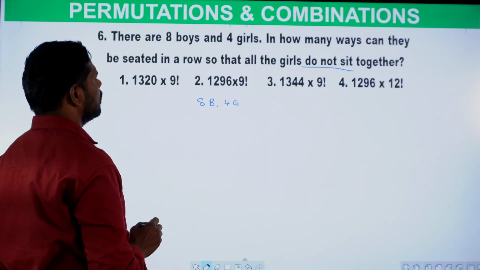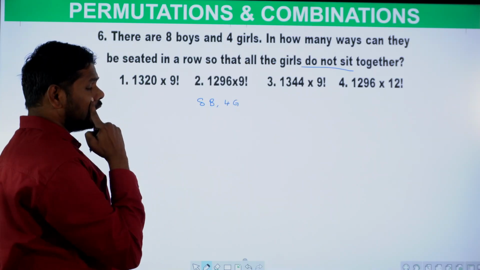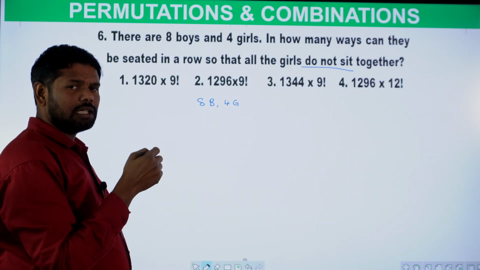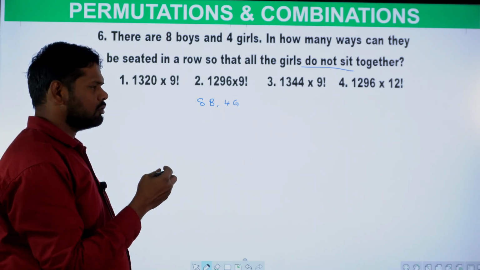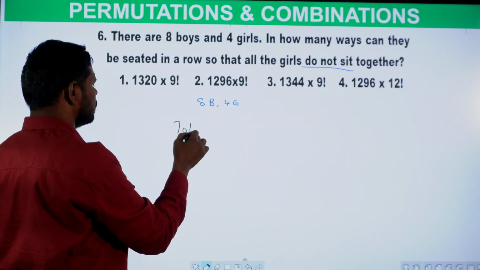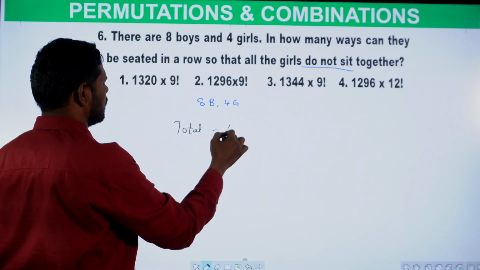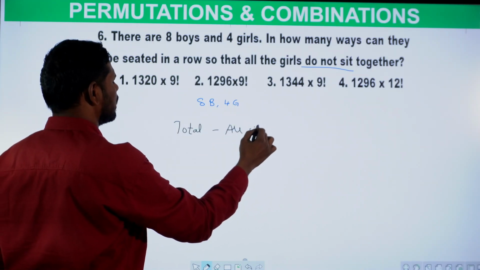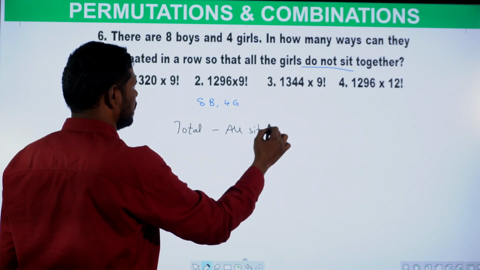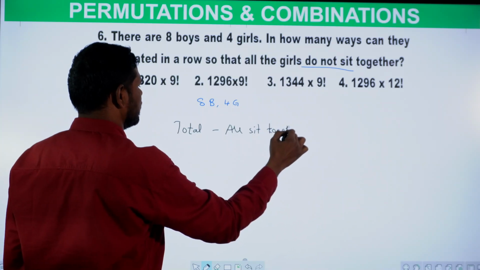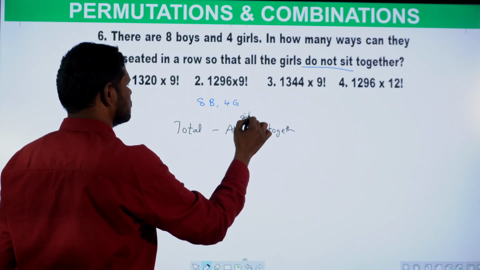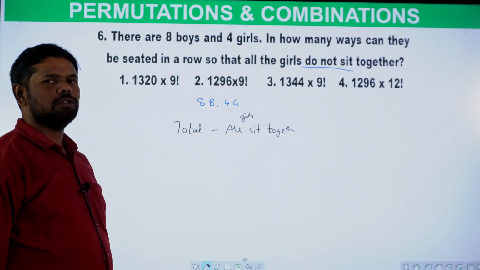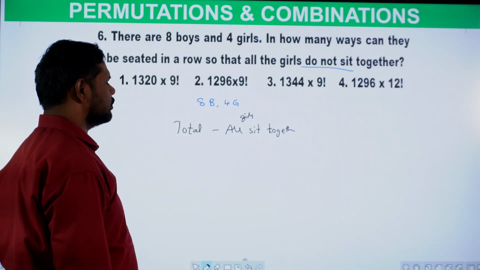So for this case, all never come together. All the girls never sit together. For this type of question, we go for total possibilities minus all sit together, or all come together. All girls sit together. Fine. So all girls do not sit together means we subtract the cases where all girls sit together.